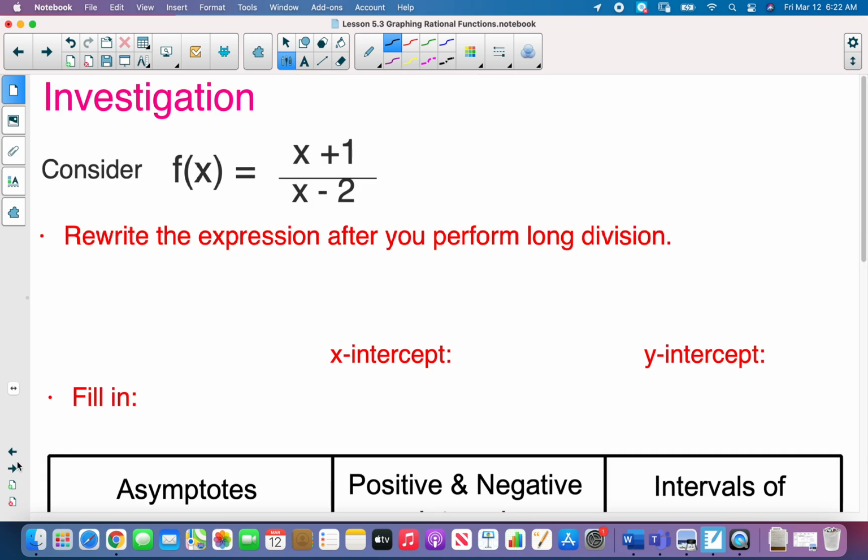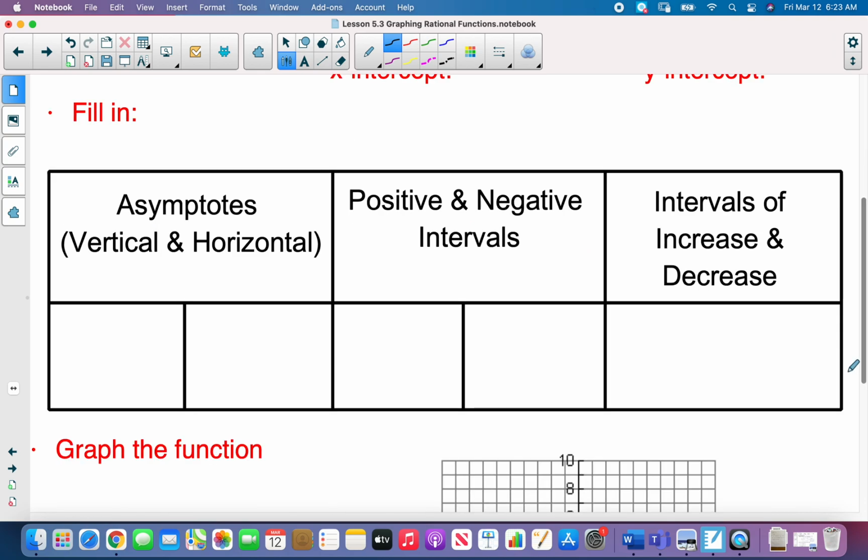So we're going to perform long division for these cases, and we'll start off with an investigation of this function, f of x equals x plus 1 divided by x minus 2. And as you can see, the numerator and the denominator are linear functions. And we're going to find out some characteristics about it before we sketch it. We're going to find the x and y intercepts. We're going to see if there are any vertical or horizontal asymptotes and what they are, and what intervals the function is positive and negative, and what are the intervals of increase and decrease. And then we can use all that information to graph the function.